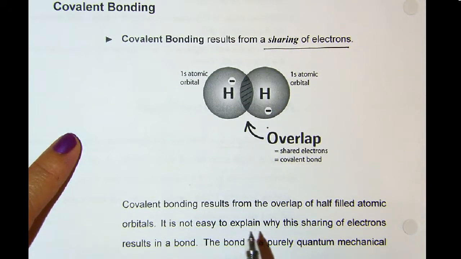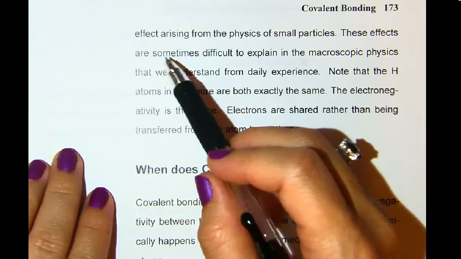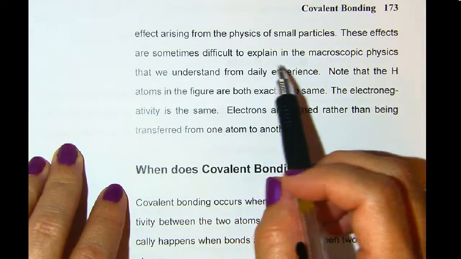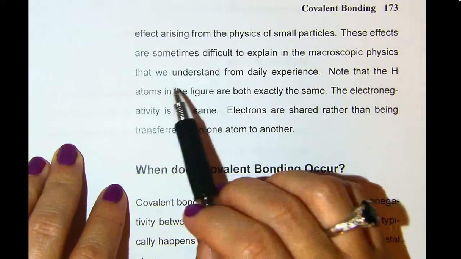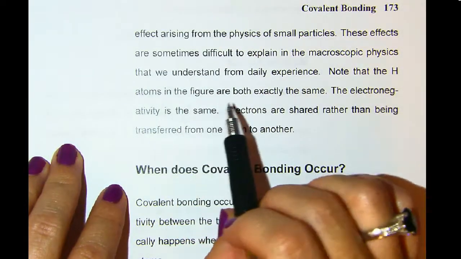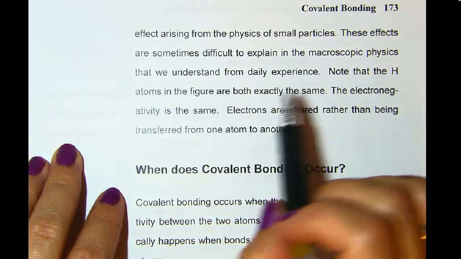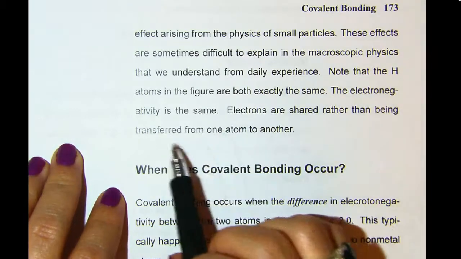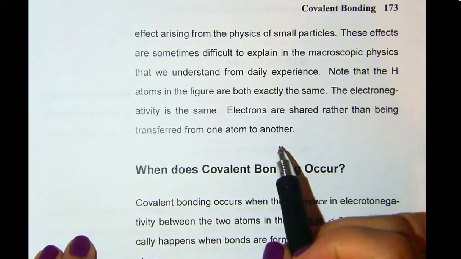It is not easy to explain why this sharing of electrons results in a bond. The bond is a purely quantum mechanical effect arising from the physics of small particles. These effects are sometimes difficult to explain in the macroscopic physics that we understand from daily experience. Note that the hydrogen atoms in the figure are both exactly the same. The electronegativity is the same, so electrons are shared rather than being transferred from one atom to another.